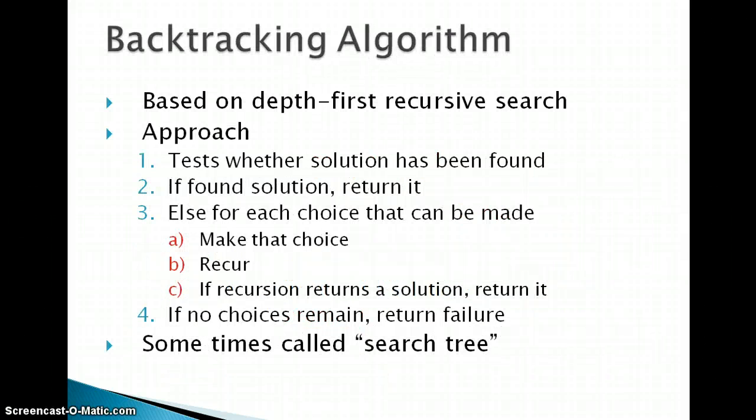In backtracking, the recursive search algorithm is as follows. The first thing is we test whether the solution has been found or not. For a particular choice, we first select a choice or a node. We test if this is a solution or not. If we find the solution, we return. Otherwise, we make a choice and recursively try to find a solution. Otherwise, at the end of that search, it will show as a failure.